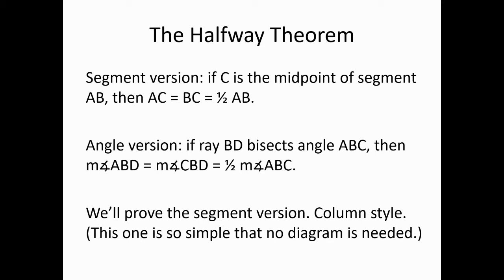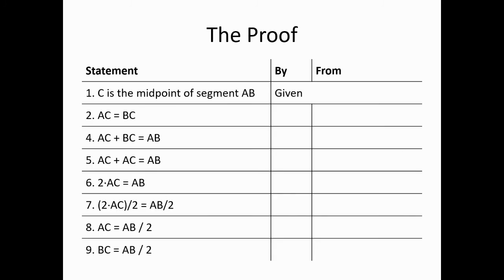It says that the angle bisector creates a pair of sub-angles, and the measure of each is half the measure of the whole. And as I said before, we'll do the segment version, and we'll do it column style, or if you like, table style. And the angle version would proceed in just the same way. So let's say that C is the midpoint of segment AB, and this is a very simple relationship, but I do think it would be helpful to have a picture for this. So let's draw one. So we have a segment AB, and we have a point C that is the midpoint.